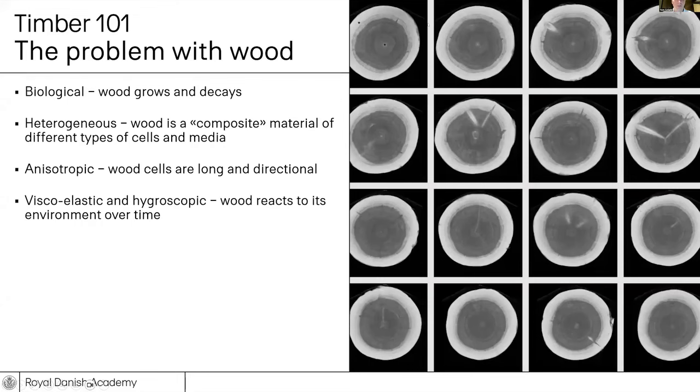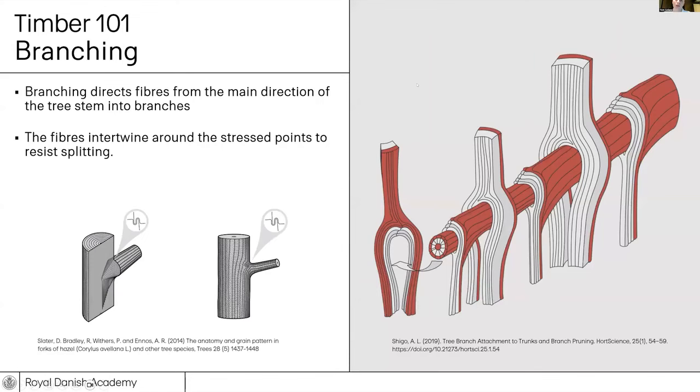Also, due to its biological origins, it is a very heterogeneous material. As you can see from these CT scan slices on the right, no two slices are the same. Everywhere the material is different. This is because of the presence of knots, of different events throughout the growth cycle of a tree, differentiations between the heartwood and the sapwood, and so on and so forth. As a result of this as well, wood has a high directionality, which affects almost every single property of wood that is relevant for fabrication and construction. So the anisotropy of wood is a primary challenge to confront when we are dealing with wood.